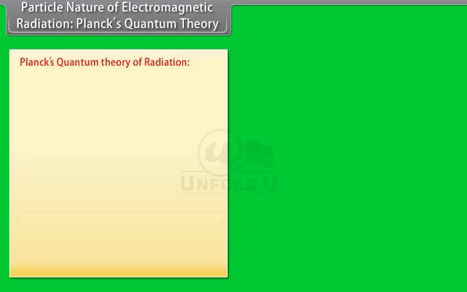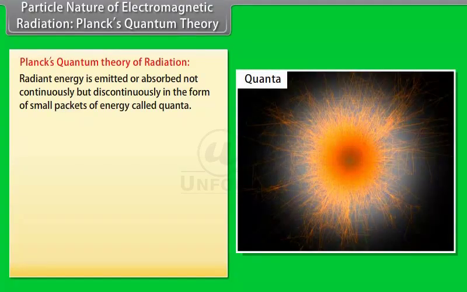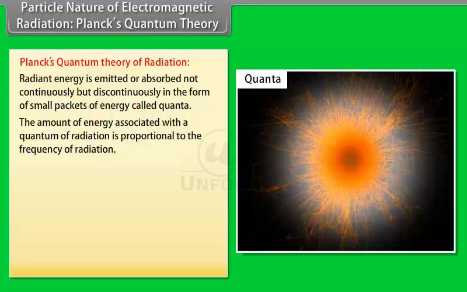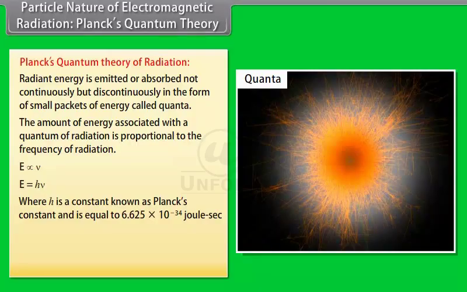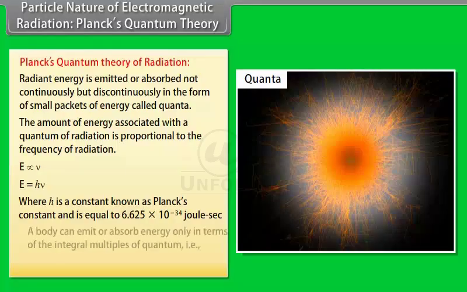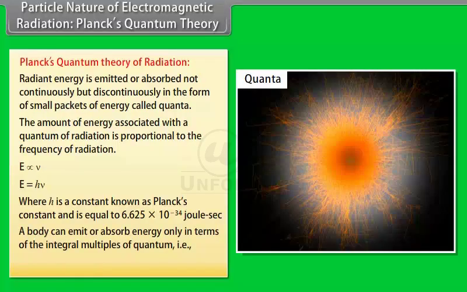Planck's quantum theory of radiation. Radiant energy is emitted or absorbed not continuously but discontinuously in the form of small packets of energy called quanta. The amount of energy associated with a quantum of radiation is proportional to the frequency of radiation, where h is a constant known as Planck's constant and is equal to 6.625 into 10 raised to the power minus 34 joule second. A body can emit or absorb energy only in terms of the integral multiples of quantum, that is, E is equal to nh nu, where n is equal to 1, 2, 3, 4, etc.